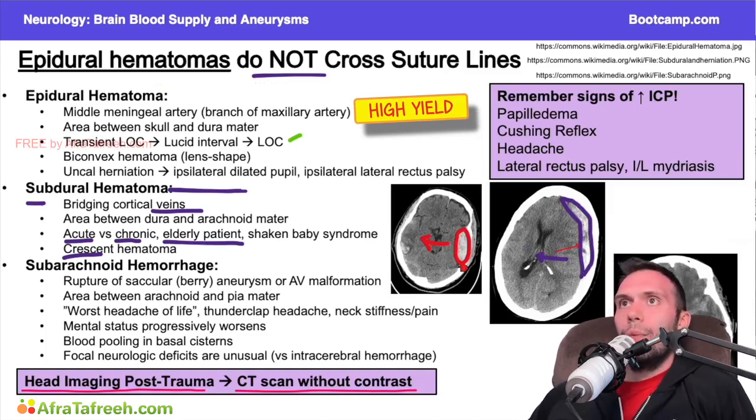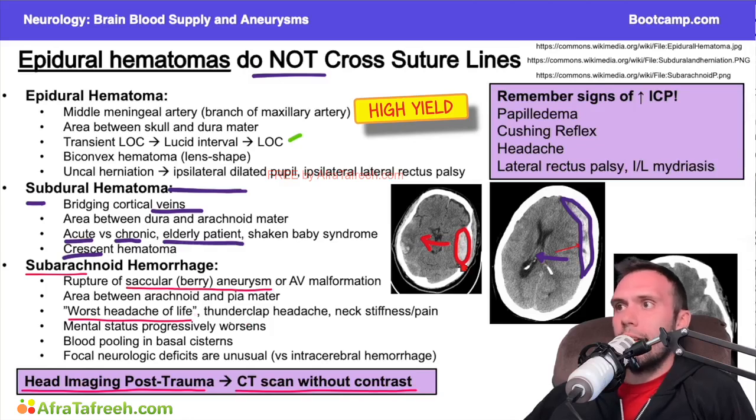Finally, we have the subarachnoid hemorrhage. So the subarachnoid hemorrhage is going to be due to a rupture of a berry aneurysm, most likely, or an arteriovenous malformation. But the high-yield one is definitely going to be these saccular aneurysms. And again, now we're going one level deeper. Now we're in the area between the arachnoid and the pia mater. This is classically going to present as the worst headache of the patient's life. That's how this tends to come up.